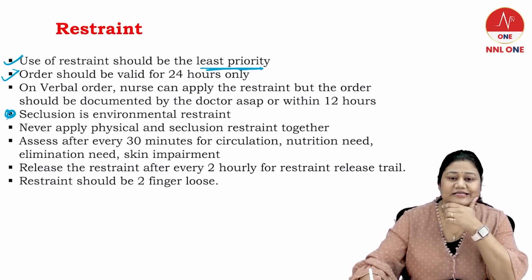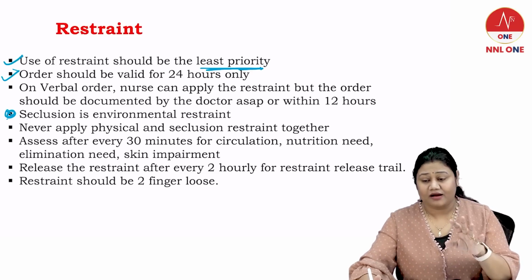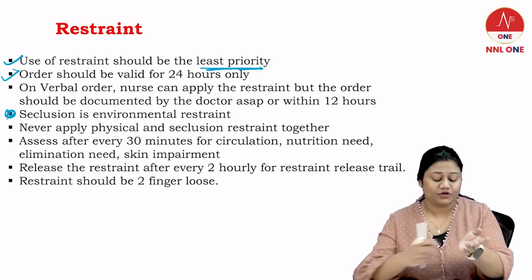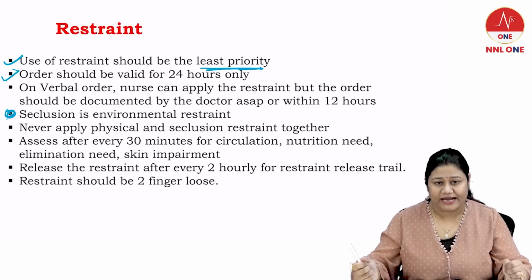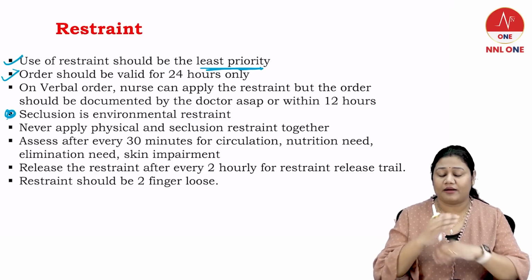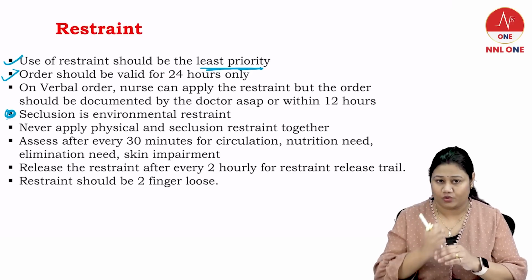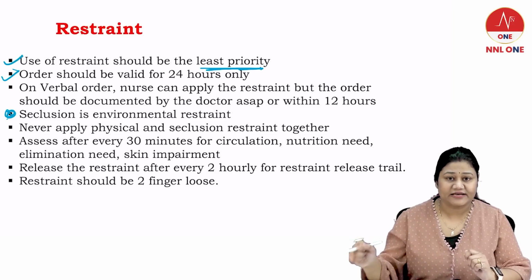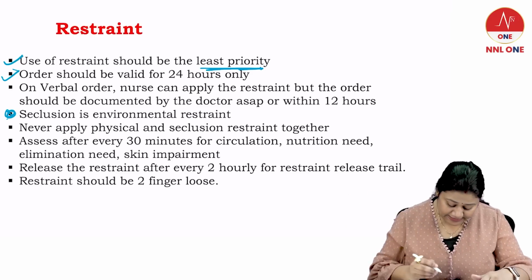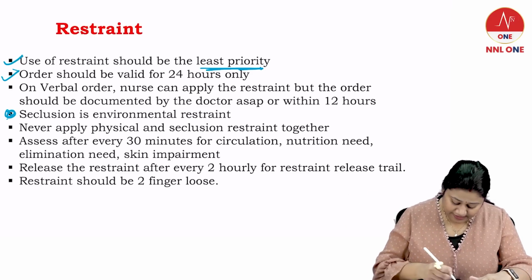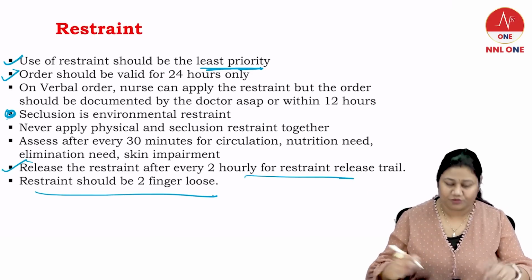Every half an hour you are assessing the patient for general condition, so that you have not tied the restraint too tight and compromised the circulation. So whenever you are tying the restraint, it should be 2 fingers loose. Now where you will fix the restraint, always remember, not on the bedside, on the bed frame, right? Yes, we are done with restraint release trial. It should be 2 fingers loose.